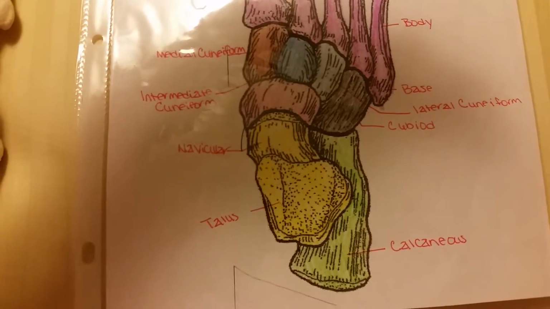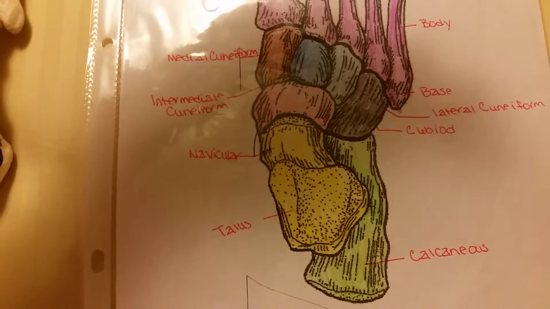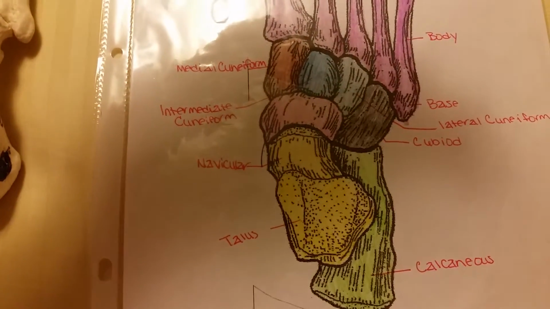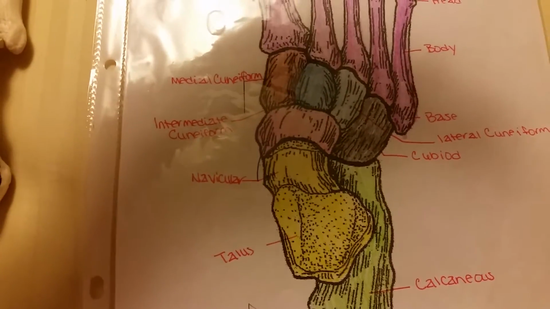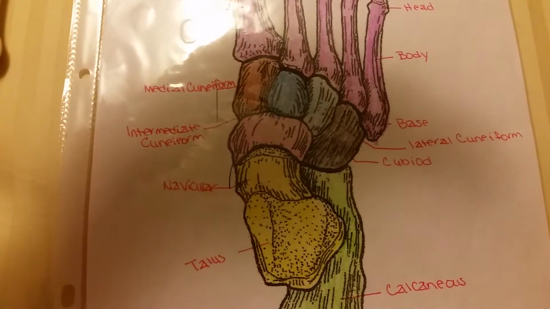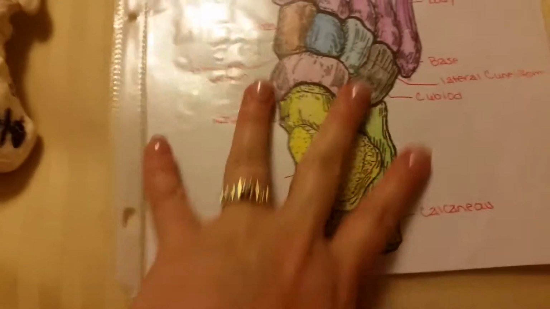As you can see right here from the picture, maybe we can block out the glare. There we go. You can see that calcaneus, talus, navicular, intermediate cuneiform, medial cuneiform, cuboid, lateral cuneiform, and the calcaneus. Let's move up to the phalanges.